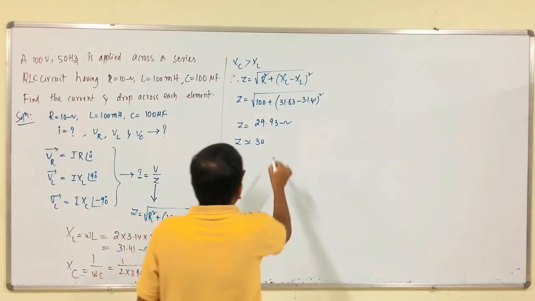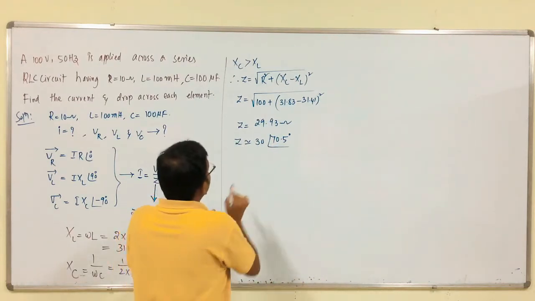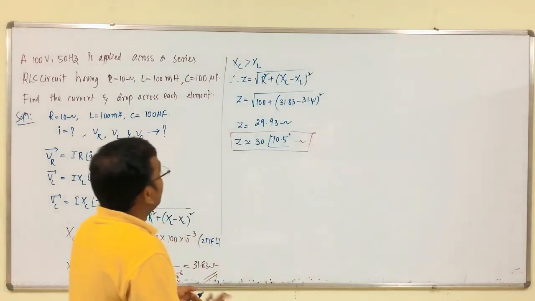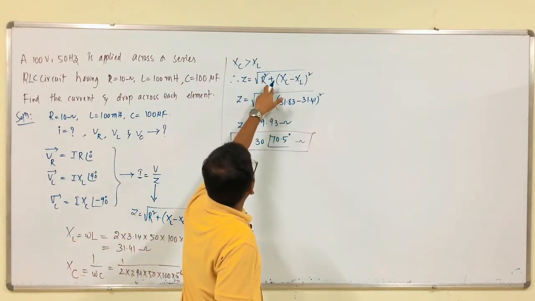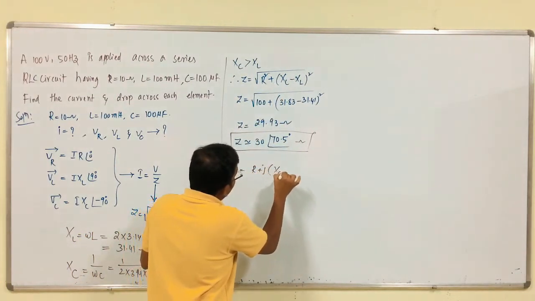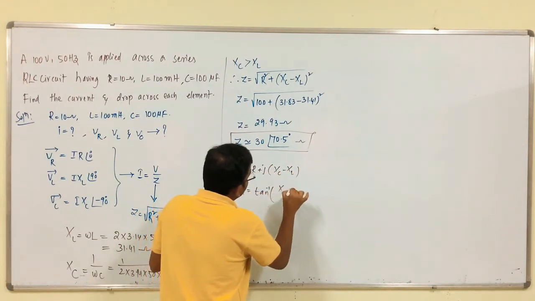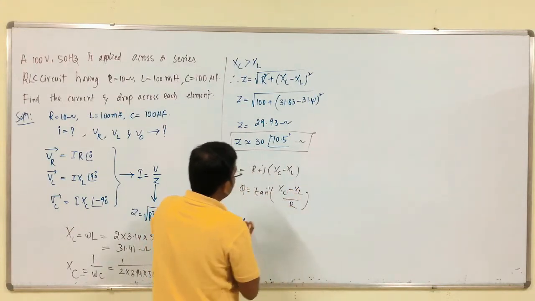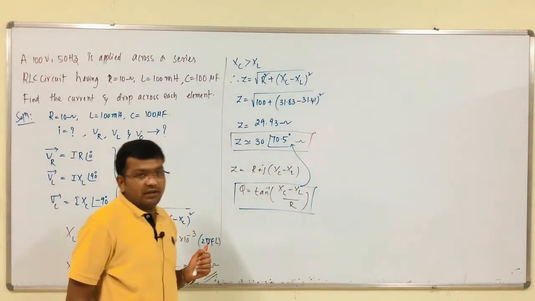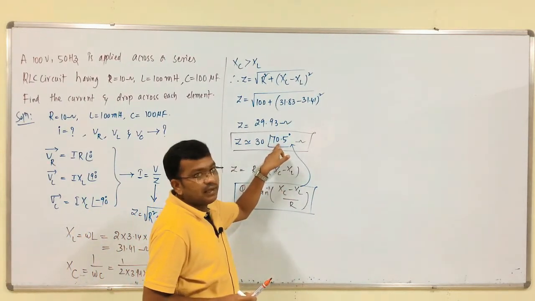70.5. Okay. So this is the impedance. That is how we are getting this 70.5, which is nothing but R plus j XL, no? Which is nothing but R plus j (XC minus XL). So phi is what? Tan inverse of (XC minus XL) by R. So this angle is nothing but this 70.5. Substitute XC, XL, R in this formula, we are going to get this angle 70.5.